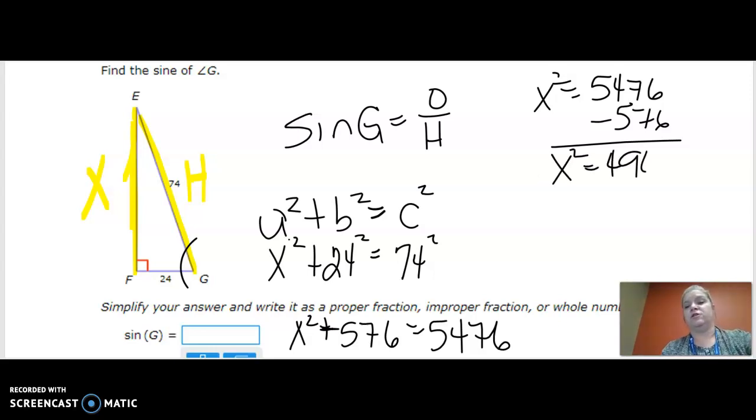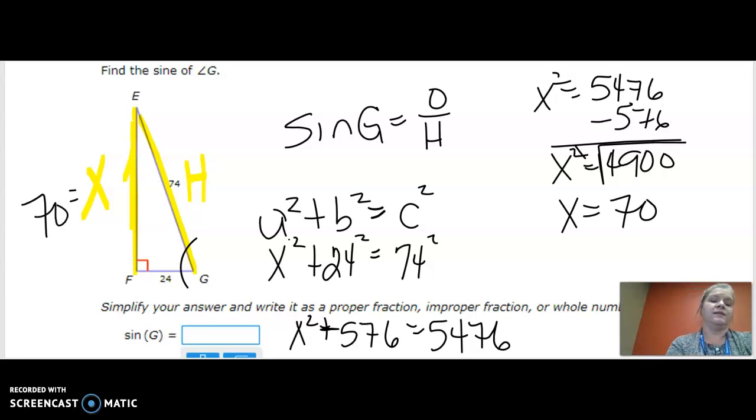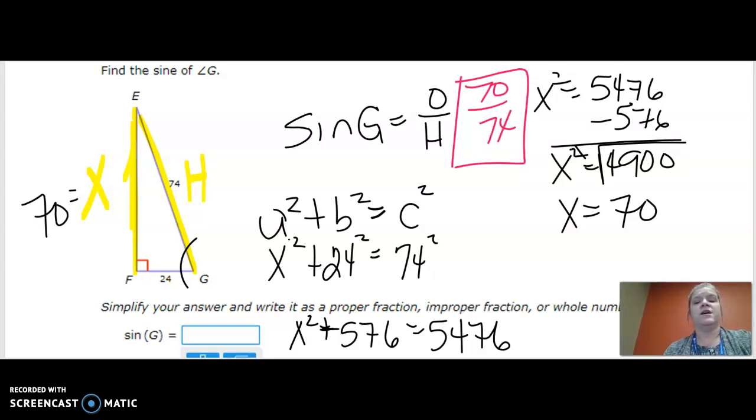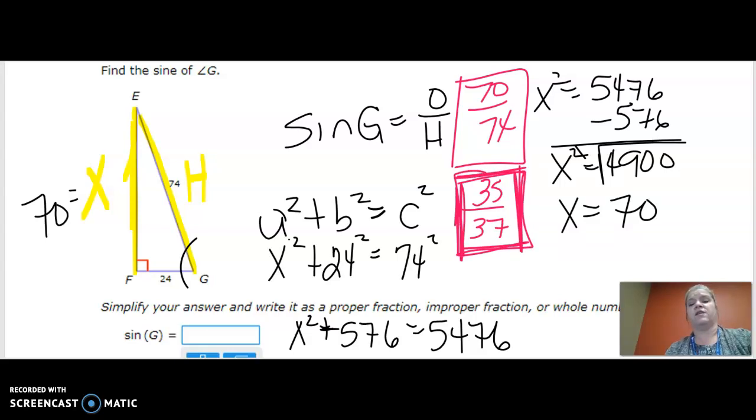And get 4,900. And then square root it and get 70. So x is 70. So our opposite over hypotenuse is 70 over 74. Since both of those are even, then they reduce. If they're even, then they reduce at least by 2, and that would be 35 over 37. So this is your answer. I shouldn't have squared that other red part.